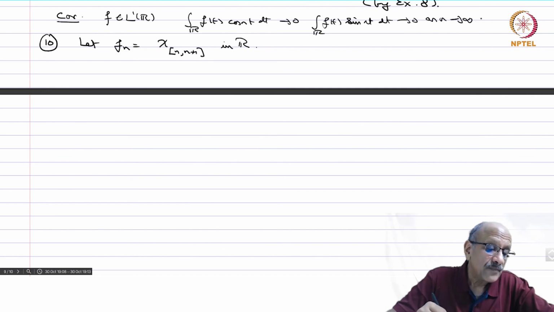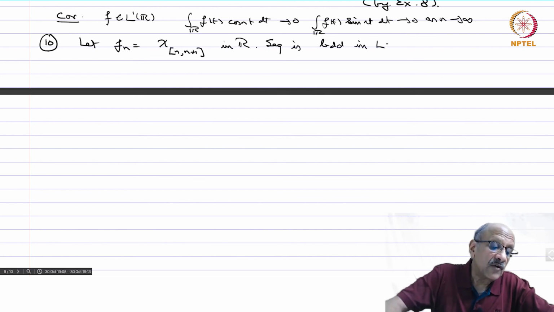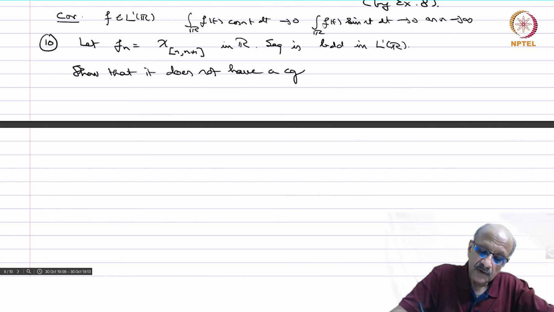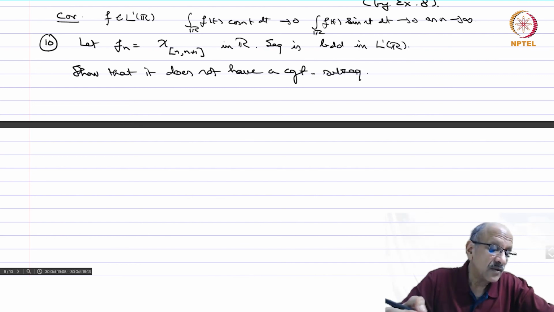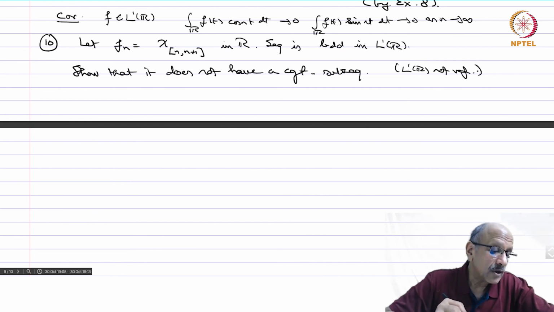Okay, let f_n be as defined, so this sequence is bounded in L1 of R. Show that it does not have a convergent subsequence. So again you show that L1 of R is not reflexive. That's another example to show that. So, solution.